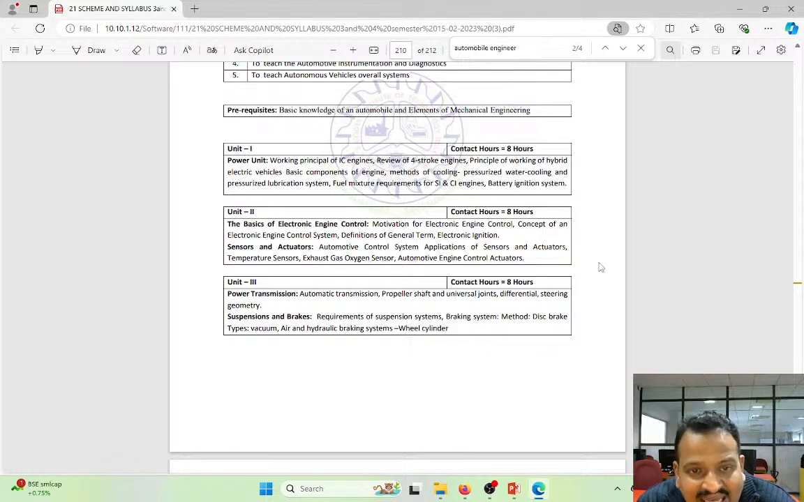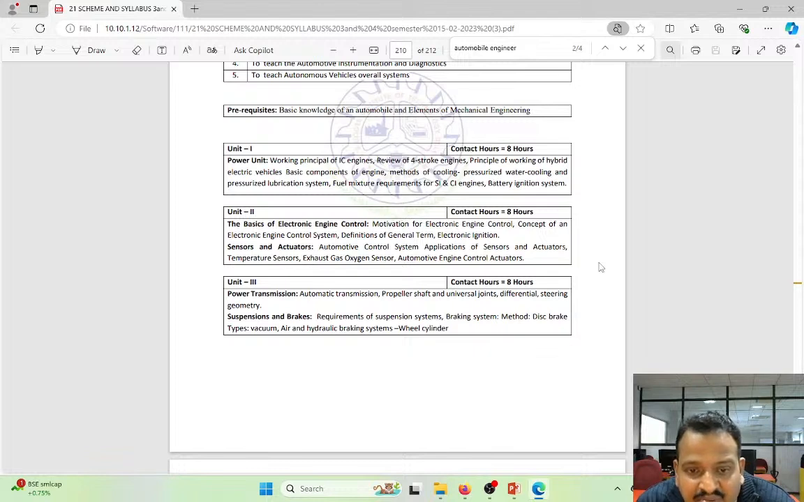Then unit 3 is again mechanical. Unit 1 and unit 3 are mechanical. Unit 2 and unit 4 are electronics. And last unit 5 is about computer science. So unit 3 is power transmission, automatic transmission, propeller shaft and universal joints, differential, steering geometry.